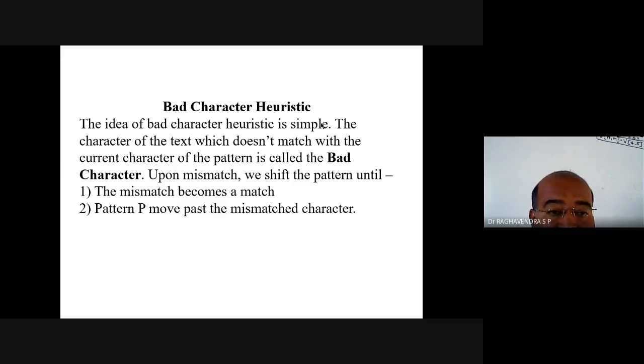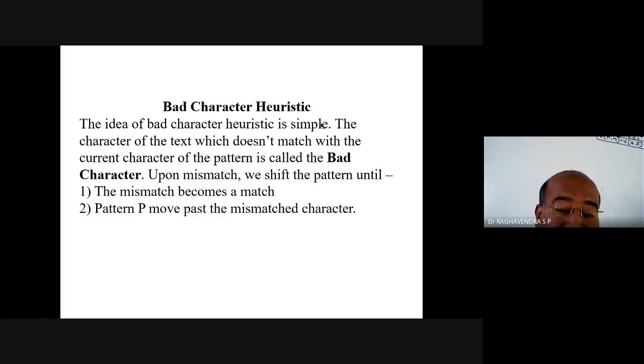So how will this work? The idea of the bad character heuristic is extremely simple. The character of the text which does not match with the current character of the pattern is called a bad character. So what is a bad character? It's nothing but the character of the text which does not match with the current character of the pattern. The current character of the pattern is always taken from the extreme right, and that is matched with the corresponding text character. If there is a match, it's a match. If it is not a match, we treat this as a bad character.